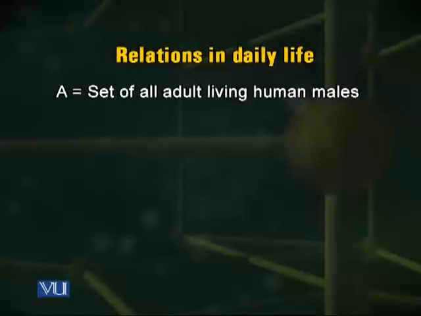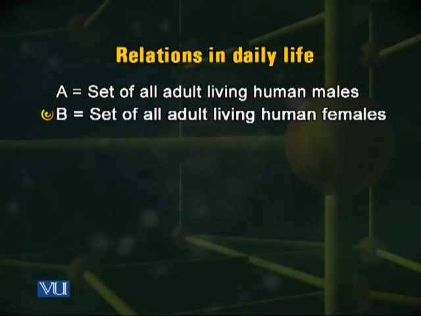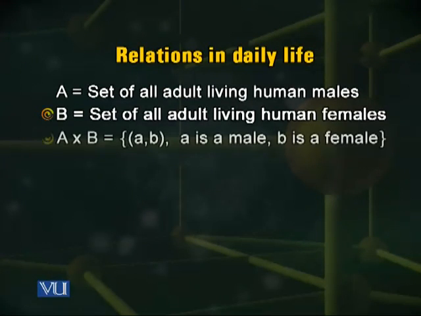So let's take set A, the set of all adult living human males, and let's take set B as the set of all adult living human females. Then the Cartesian product that we are interested in is the ordered pair, where the first element is any living human male and the second element is any living human female. This is a huge collection. This Cartesian product, this collection of ordered pairs is enormous. But let's look at a few interesting subsets of this Cartesian product.